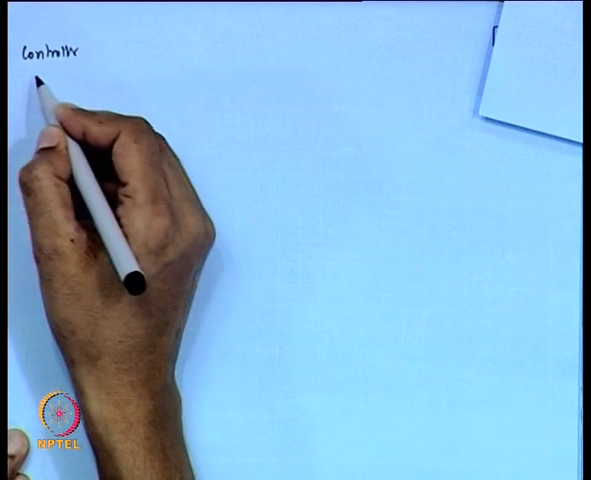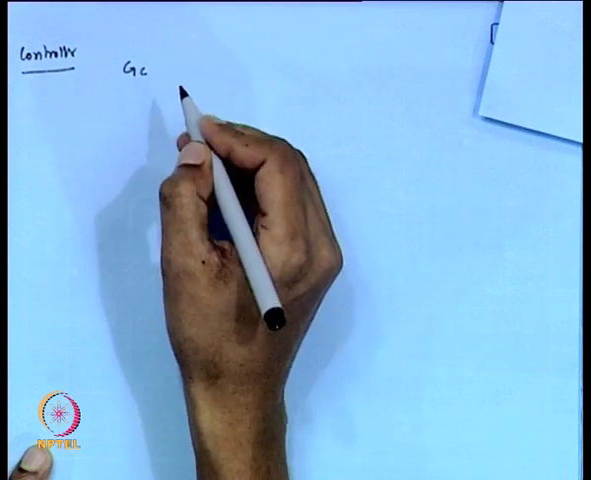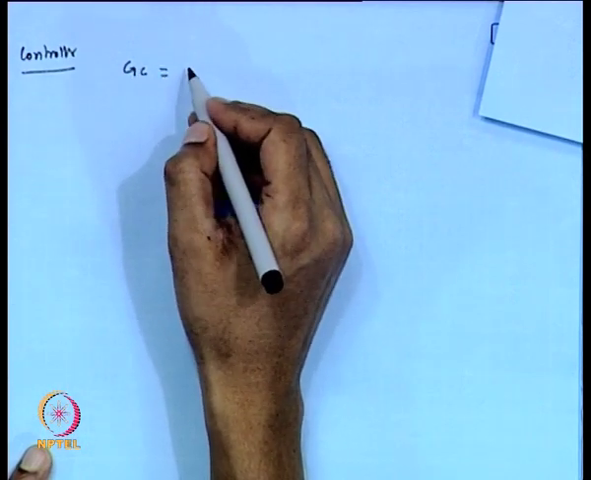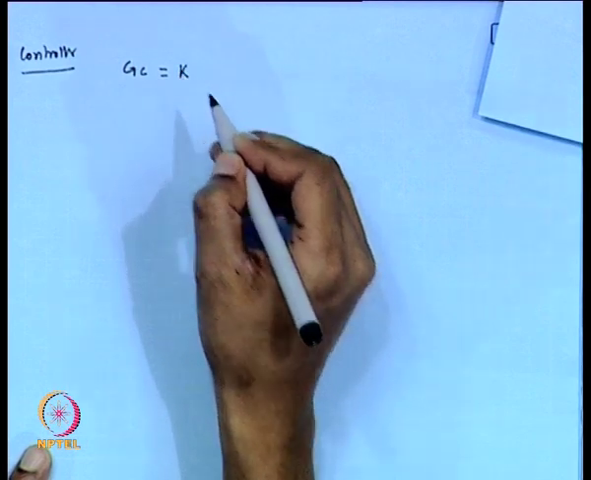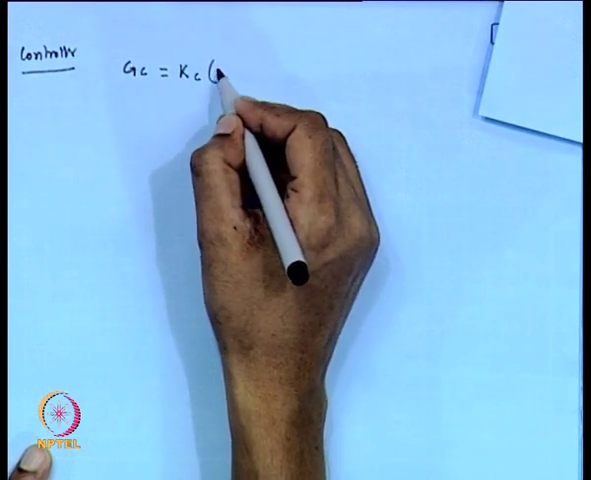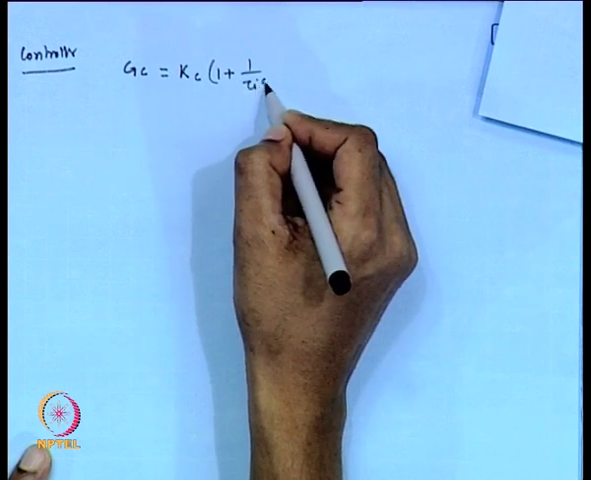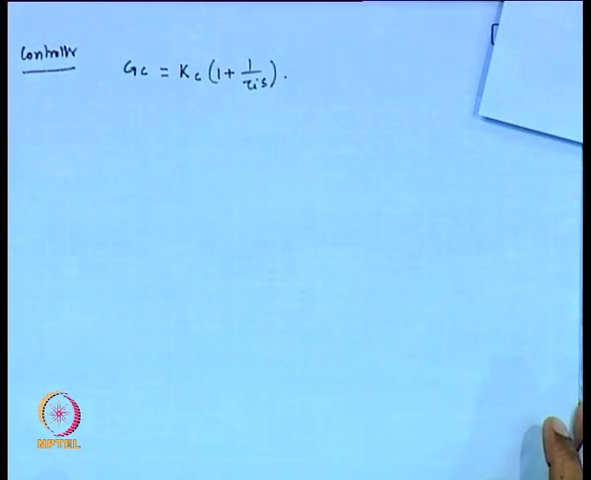Next element is the controller. We know the transfer function for P, PI, PID controllers. Now, if we consider the PI controller, then the transfer function we can write as G_c equals K_c times (1 plus 1 divided by tau_I s). If we consider a PI controller for the example liquid level system, we write the transfer function in this form.